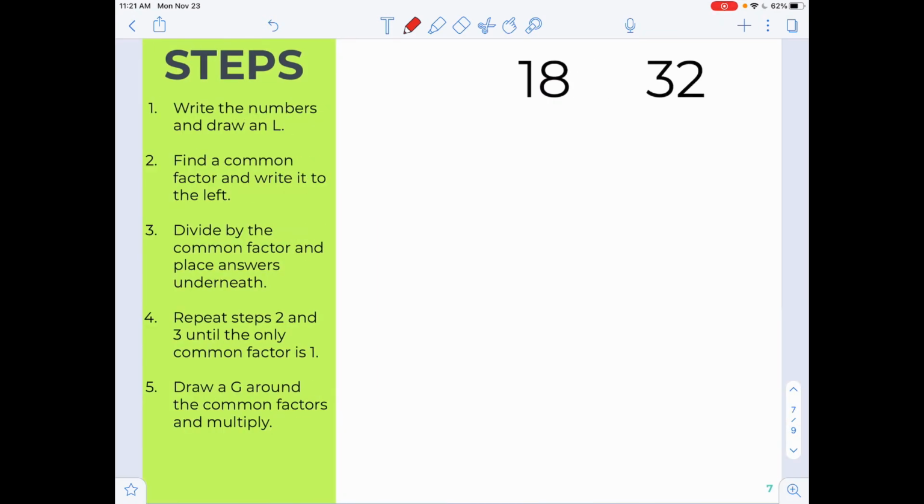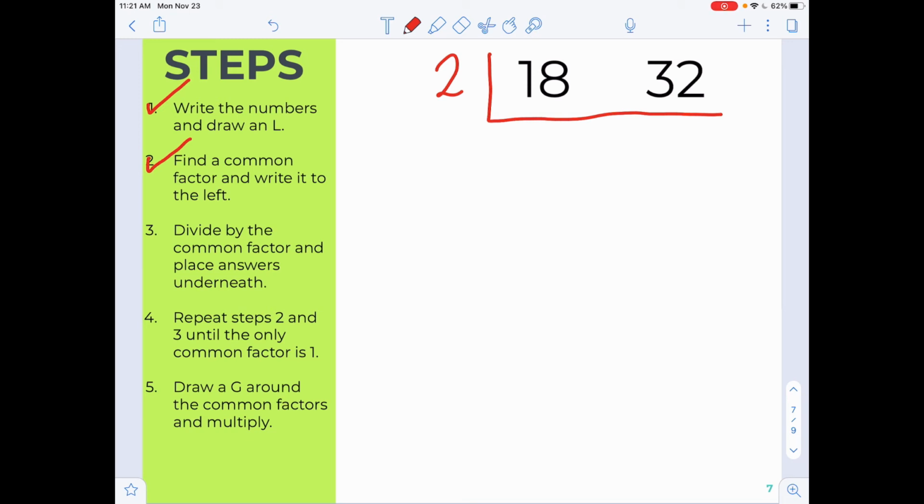Let's do a second example in our notebooks. Step 1, write the numbers and draw an L. The numbers are already on my screen and they're in your notebook as well, so frame them with an L. Step 2, find a common factor and write it to the left. So I want to think, what number can I divide both 18 and 32 by? I notice they're even, so I'm going to start with a common factor of 2, and I write it to the left of my L.